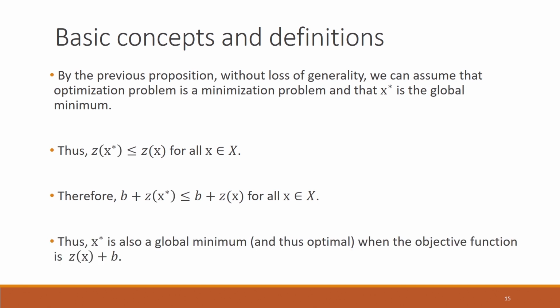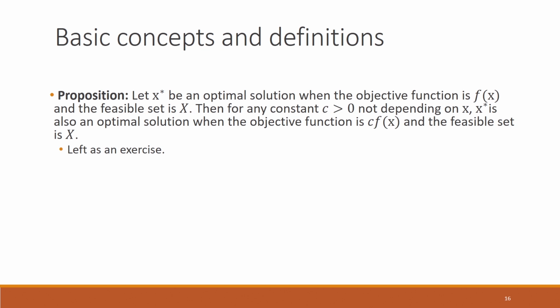Thus, x star is also a global minimum and thus optimal when the objective function is zx plus b. So, this completes the result here. Okay. Now, there is another useful proposition.